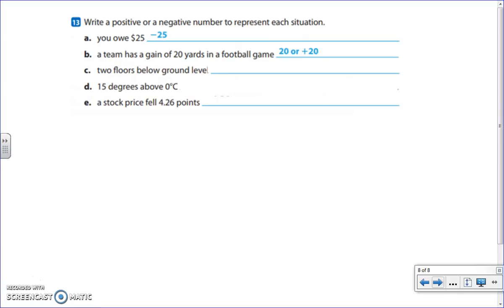This says 2 floors below ground level. So if here's ground level, we count that 0 right there. It'd be like a hospital or building or skyscraper, right? And there's a floor, there's a floor, there's a floor. Well, if we're down below the floor, that would be the negative value. So we would say negative 2.